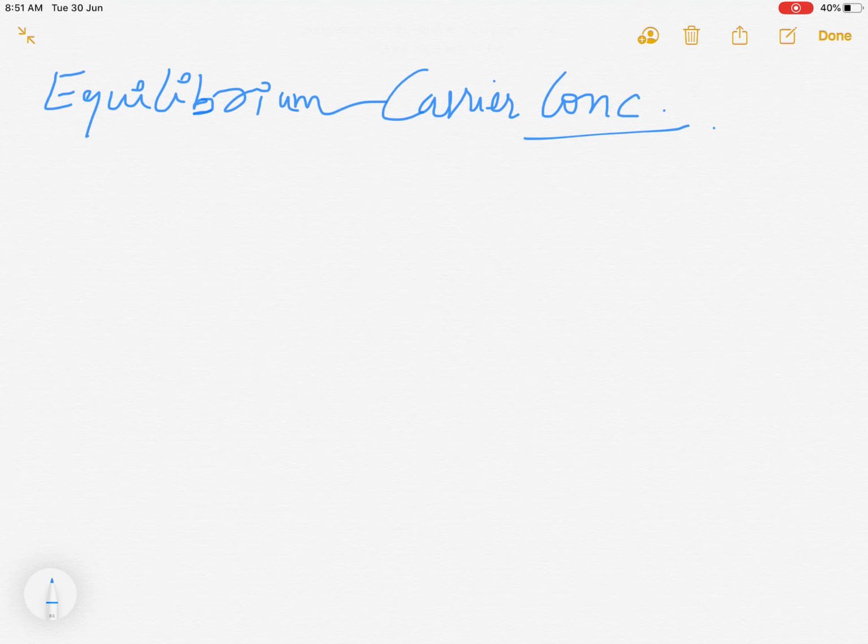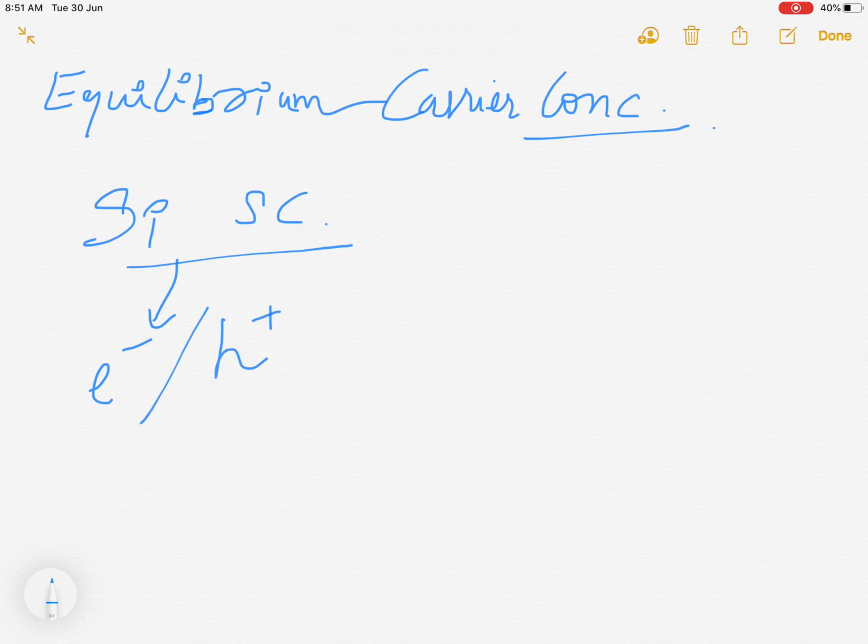Today we talk about equilibrium carrier concentration. For understanding this concept, first we need to know what the hole and electron concept is, right? So in a semiconductor, let's say we take a silicon semiconductor, we have electrons and we have holes. Now what is a hole? Let me tell you what a hole is.